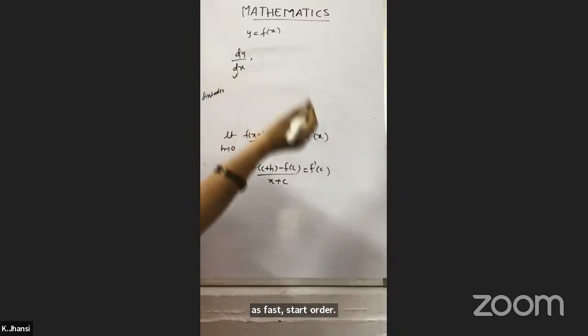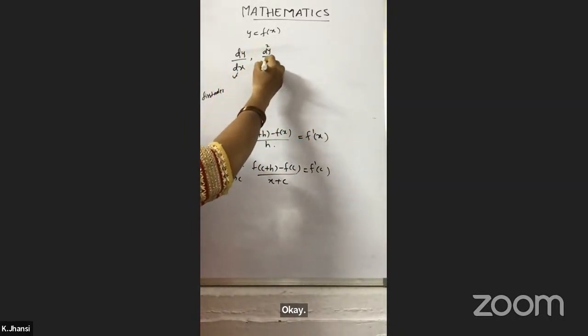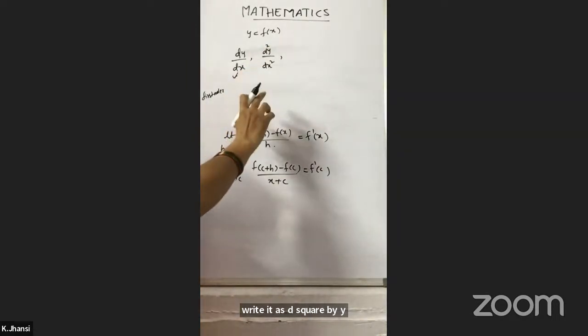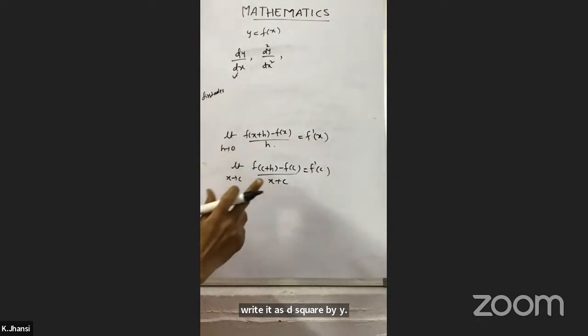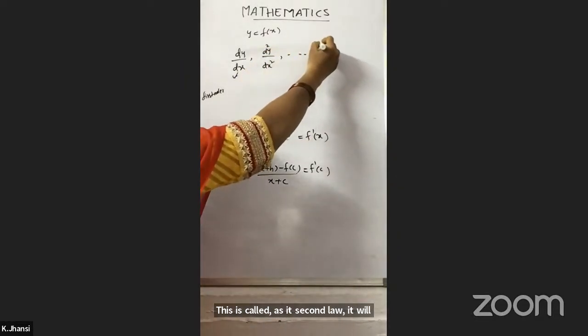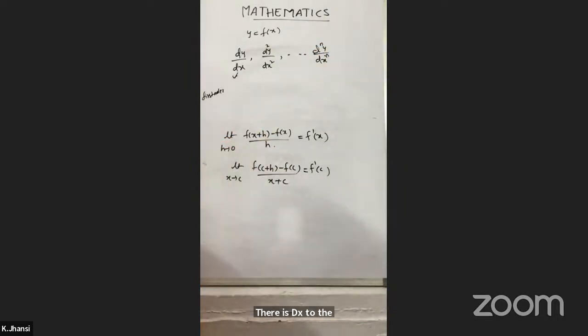Okay, if you do one more time, you'll write it as d square y by dx square. This is called second order. If you do one more time, we'll call it third order. So if you go on like this, you will get d^n y by dx^n. That is called the nth order.